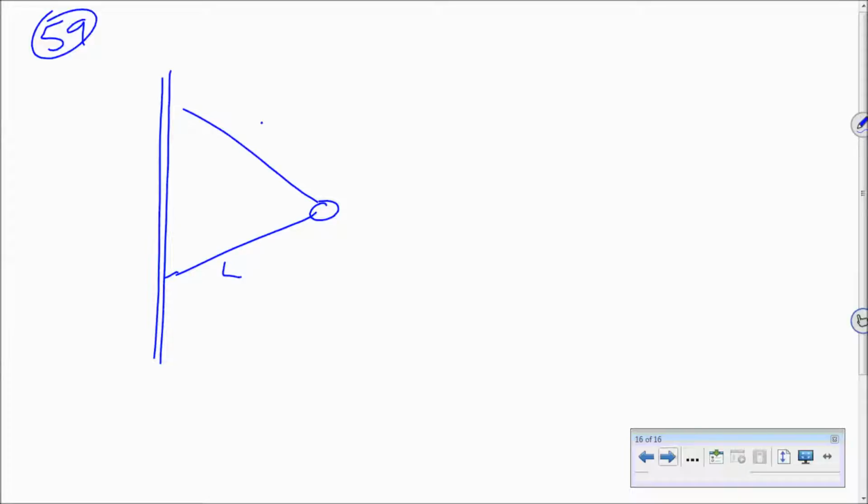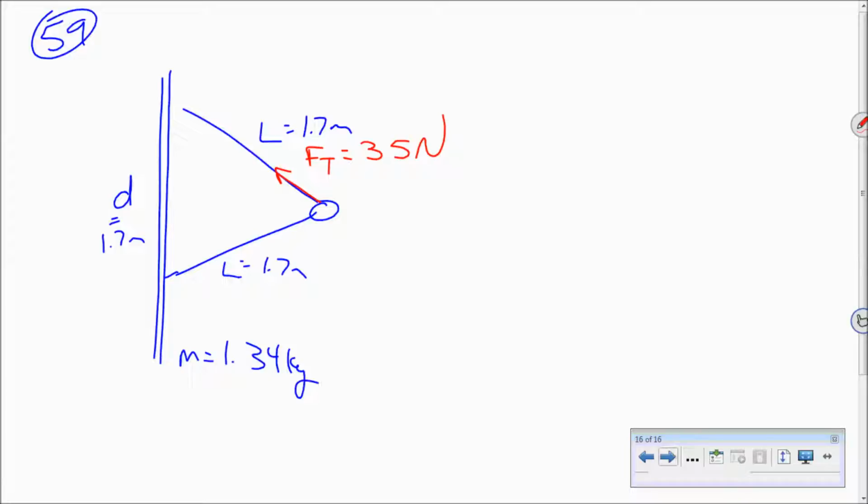So here's L, here's L. They call this D, even though they're all the same thing. So this is 1.7 meters. This is 1.7 meters. This is 1.7 meters. Hey, that's an equilateral triangle. Let's see. We know that the mass of the ball is 1.34 kilograms. And we know that the tension here is 35 newtons.